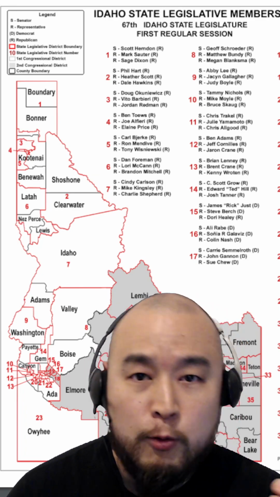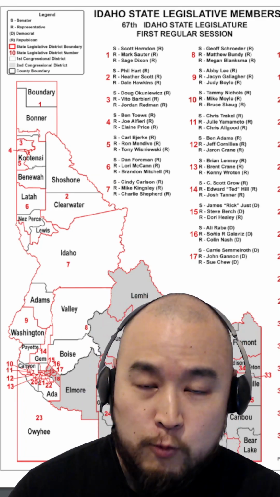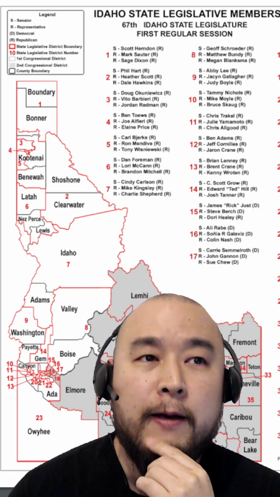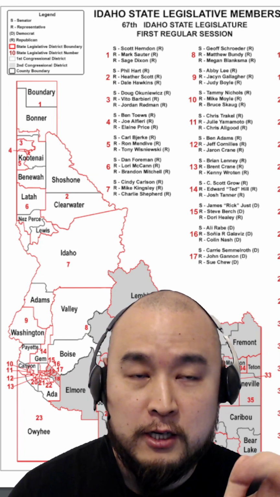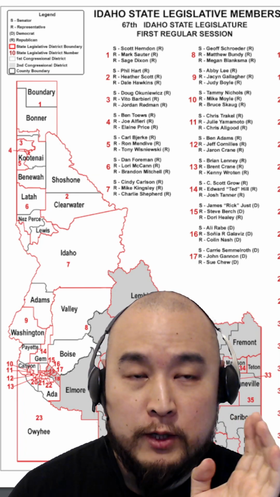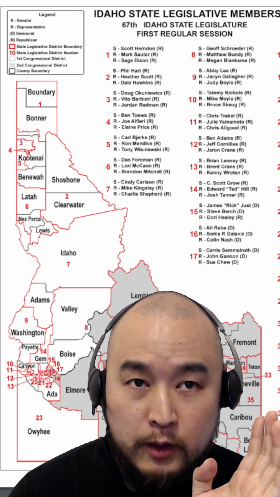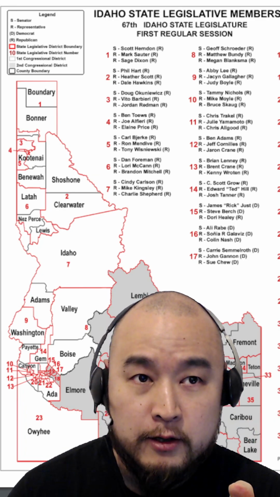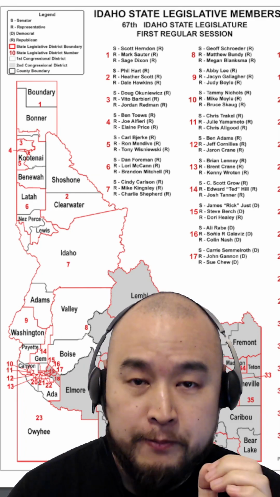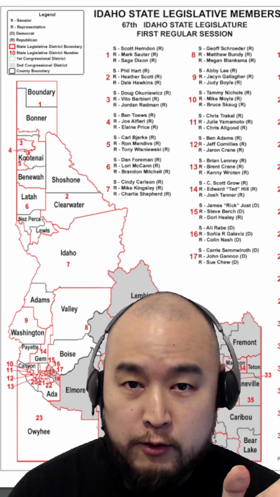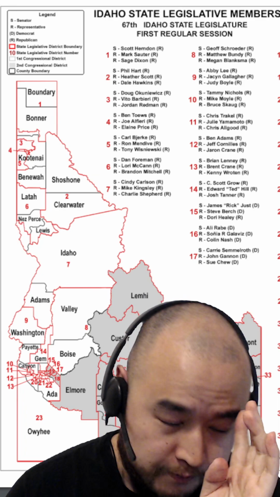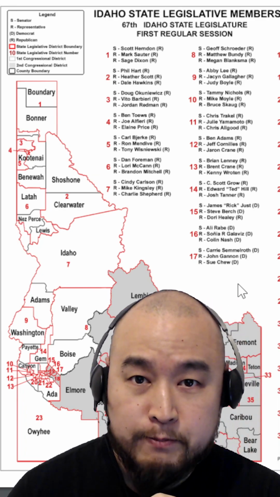District 23 is where Kuna is located. It gets a little bit confusing because District 23 includes the south part of Ada County, which is predominantly the Kuna area, the south portion of Canyon County, and then all of Owyhee County.